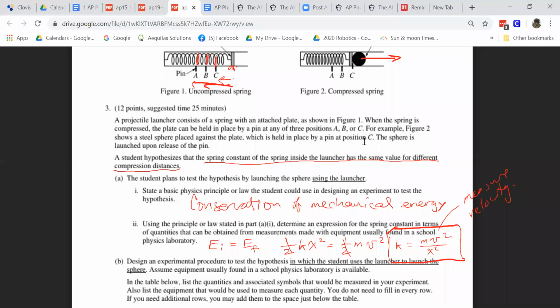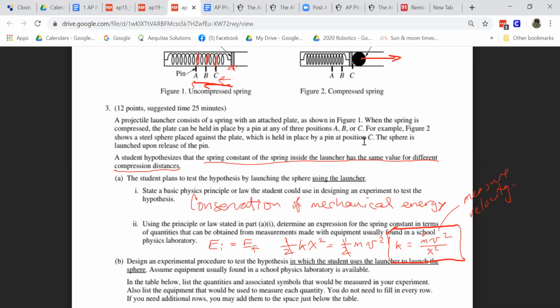Okay. And so now you can also measure the mass. Let's see, what does it tell us to do? Determine an expression. Yeah, so it just wants the expression here. So this is my answer.